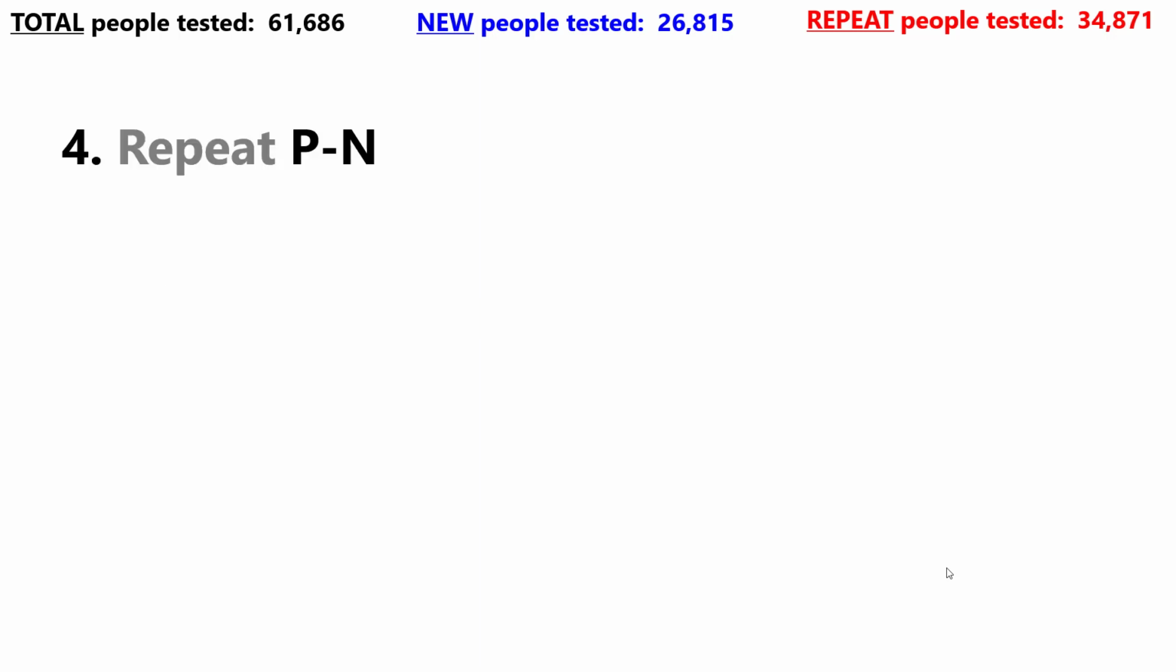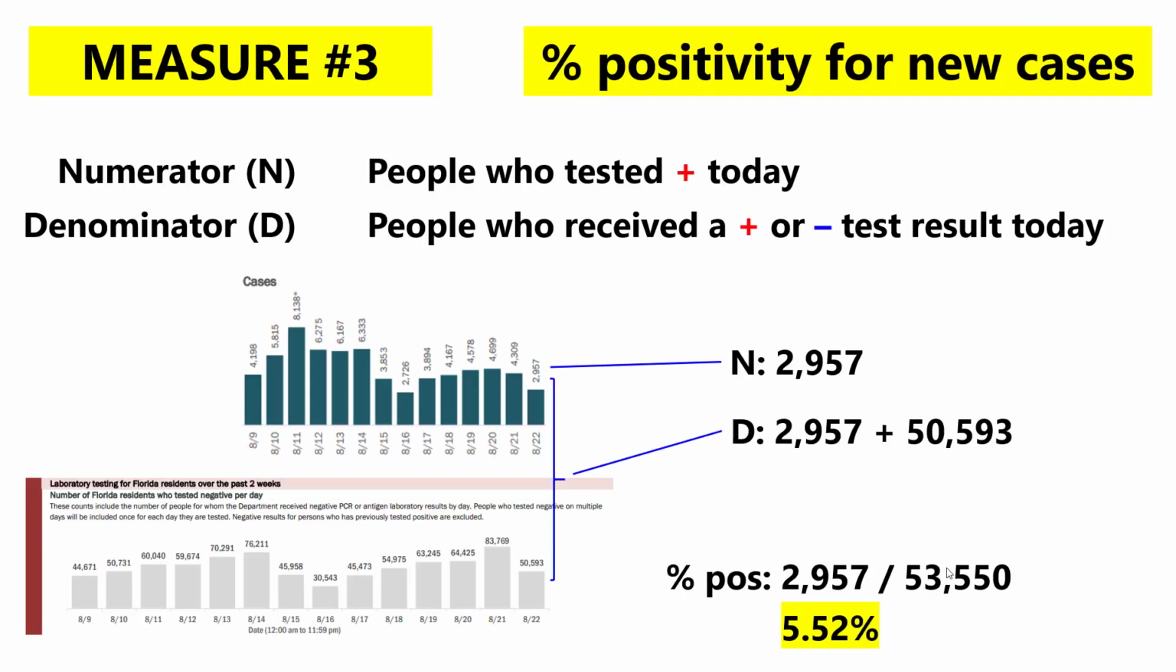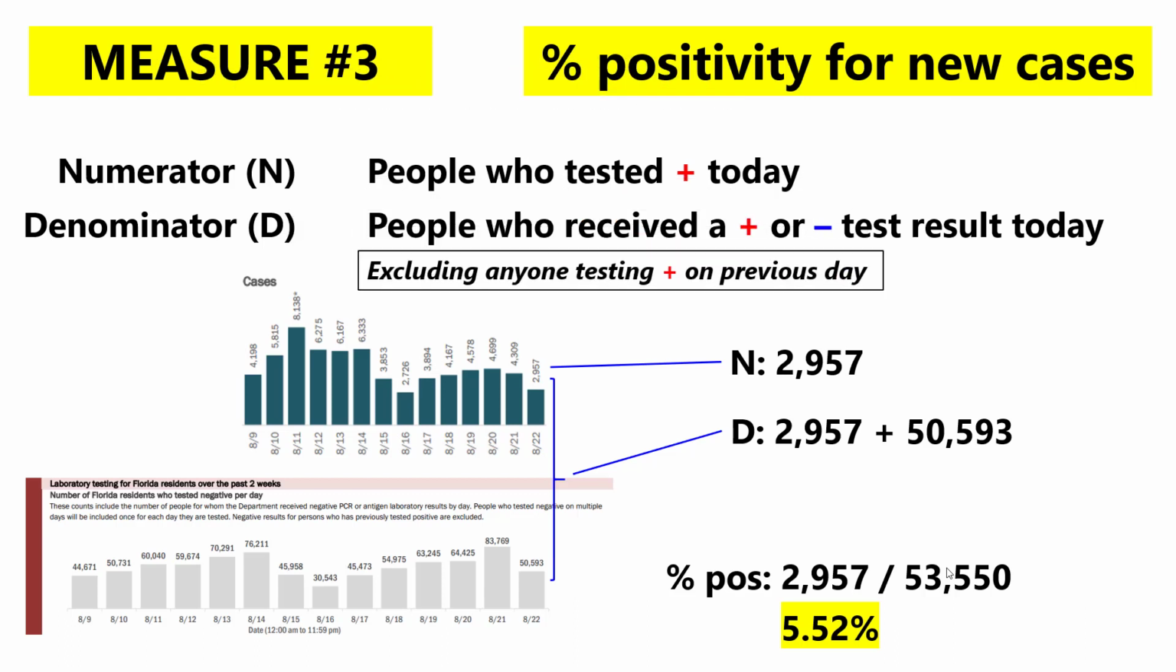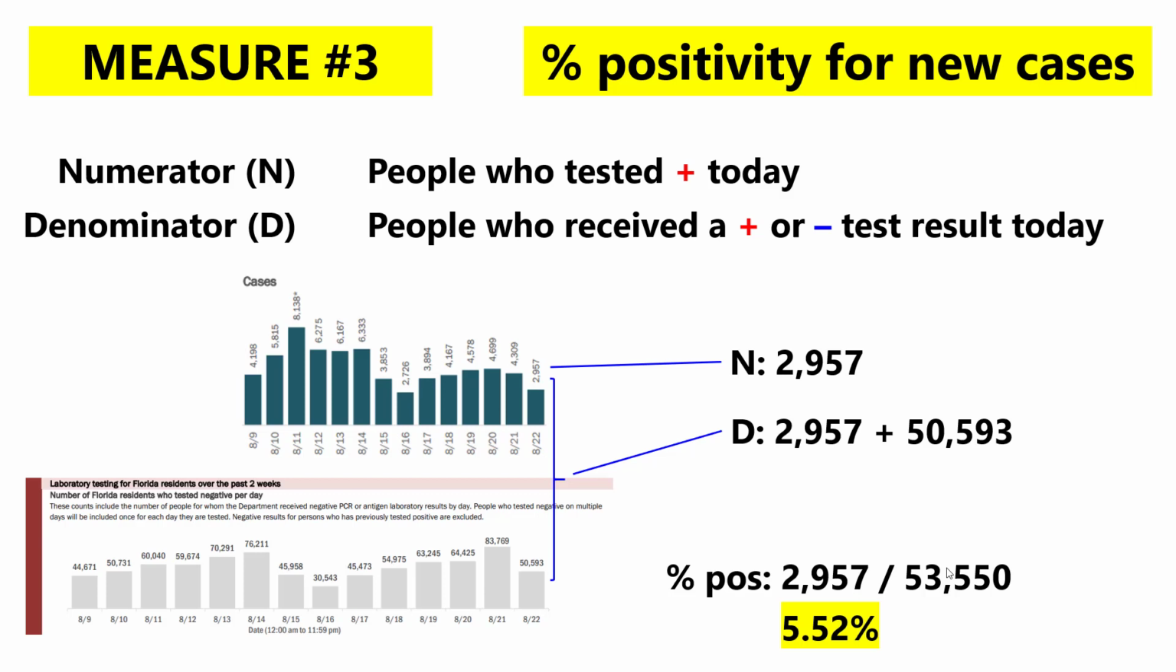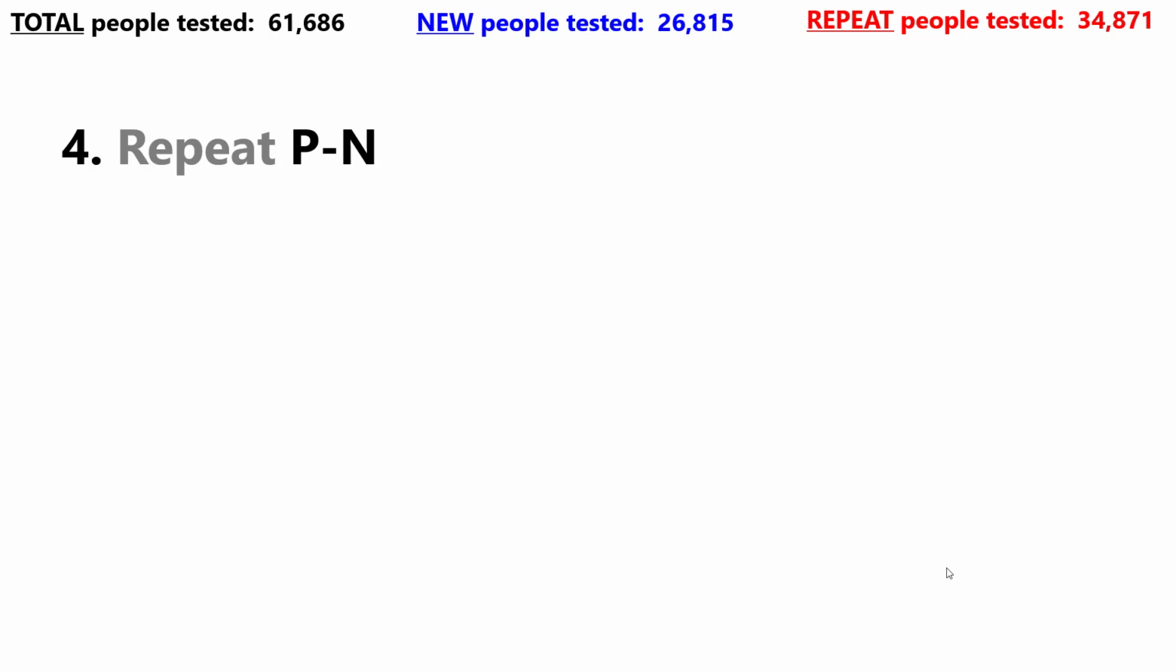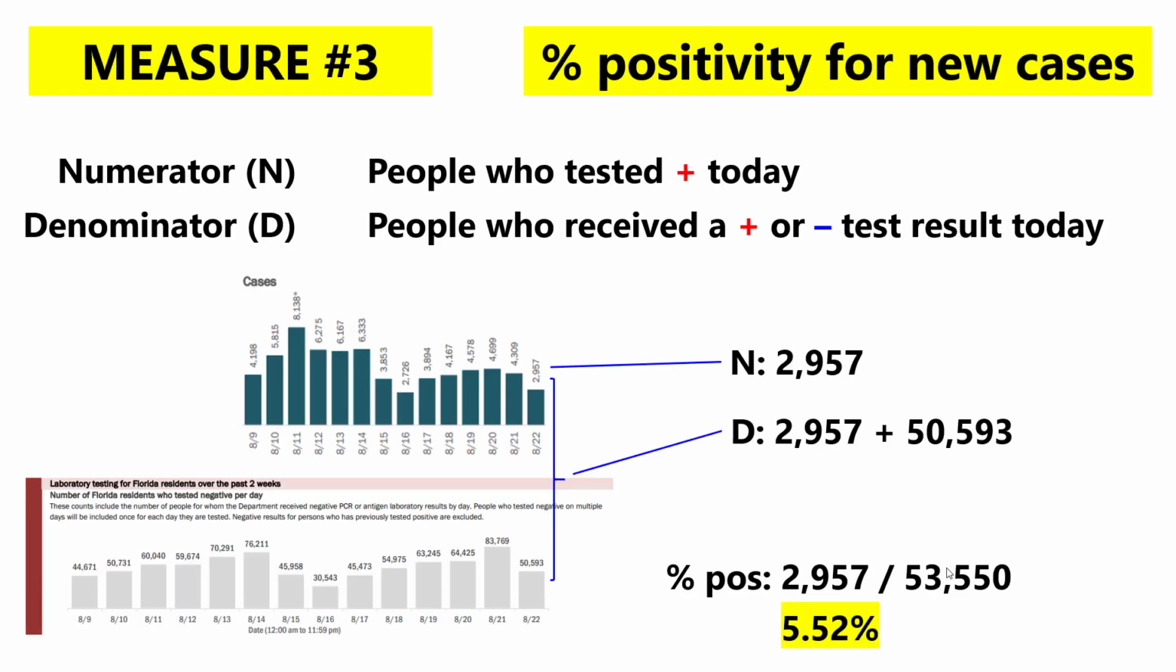So first, I'm actually going to start with the repeat positive to negative. This is a person who had tested positive at some point prior to today. So we would have classified them as a positive, and today they happen to test negative. I'm going to remind you why I'm bringing up that measure. When I gave you all of the calculations for the percent positivity for new cases, I emphasized this excludes anyone testing positive on a previous day, right? These are people who tested positive on a previous day, so it's going to be relevant.